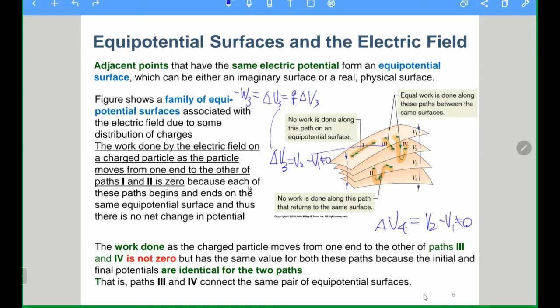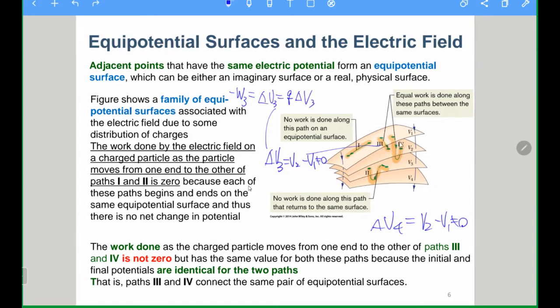This is path 3. So it actually means this one and this one are the same, which means that the work done when the charge goes along path 3 and path 4 will be the same. They are not 0, and actually have the same value.